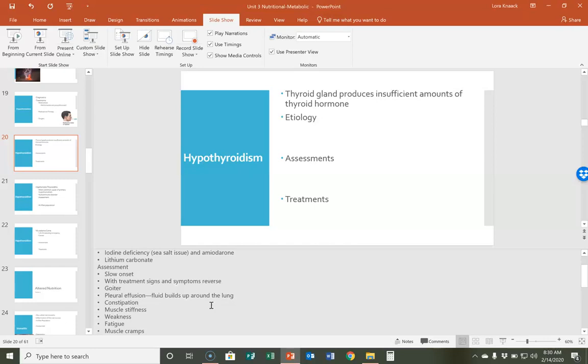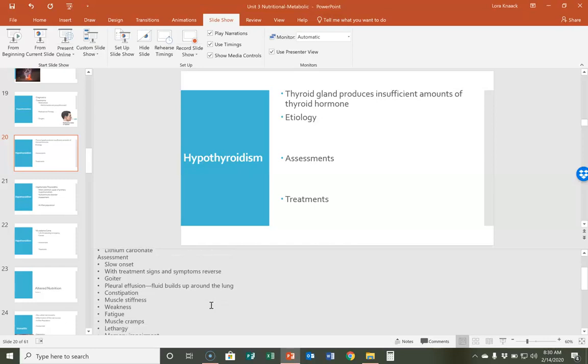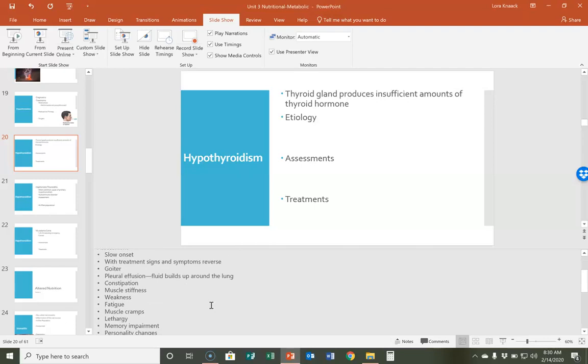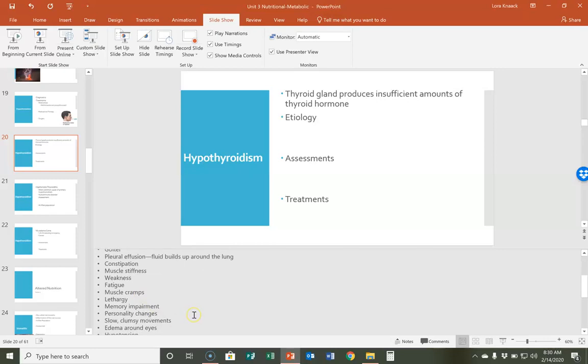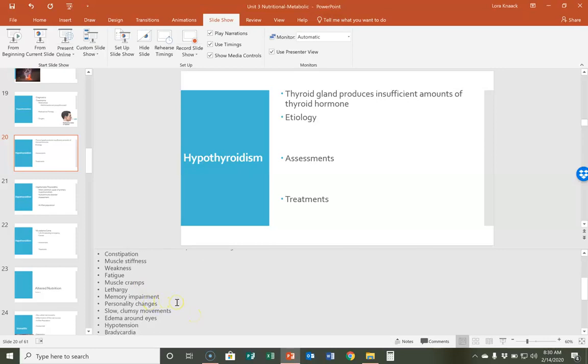Often we will see a goiter with this as well. Pleural effusion can happen, where fluid is building up around the lining of the lung. Constipation, because things are slowing down. Remember, now the metabolism is sluggish, right? So constipation, muscle stiffness, weakness, fatigue, those are common signs and symptoms. Muscle cramps, lethargy, memory impairment, personality changes, become slow and clumsy with their movements, may have edema around their eyes, can have hypotension, bradycardia. We've got the opposite now, remember?